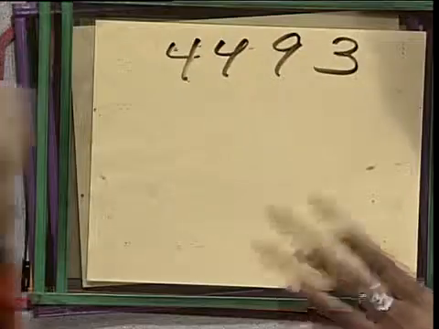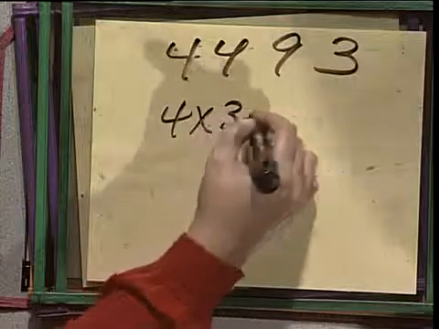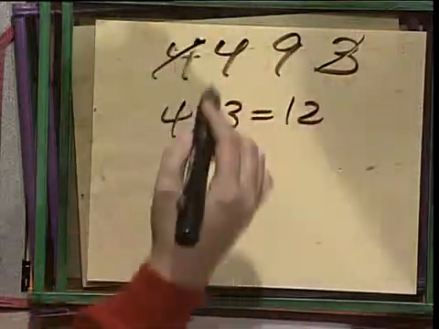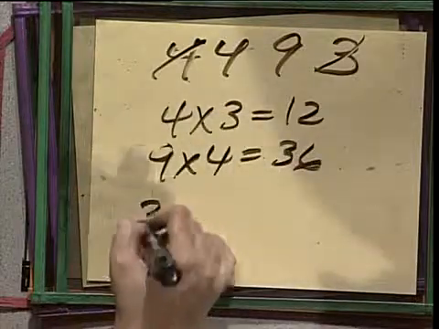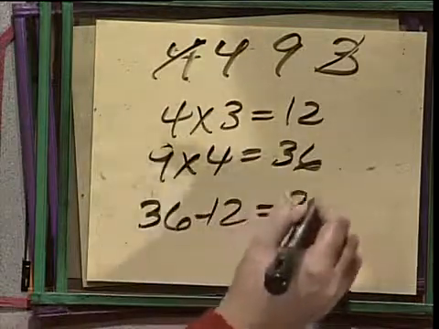4 times 3 equals 12. 9 times 4 equals 36. 36 minus 12 equals 24. Good job!